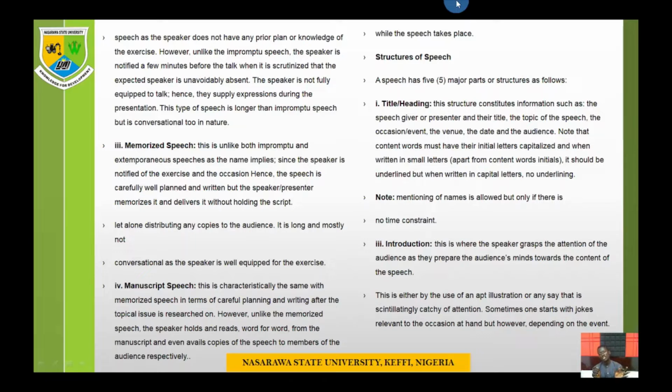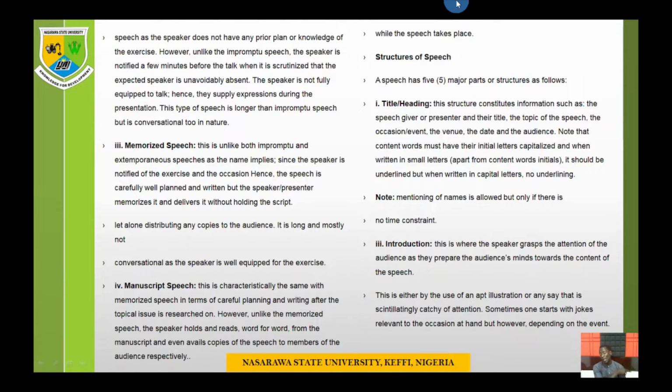So every speech has what we call structures. Now, structures of speech. One, we have title or heading. This structure constitutes information such as the speech giver or presenter and their title, the topic of the speech, the occasion or the event, the venue, the date, and the audience. And note that content words must have their initial letters capitalized, and when written in small letters, apart from the content words or initials, it should be underlined, but when written in capital letters, no underlining.